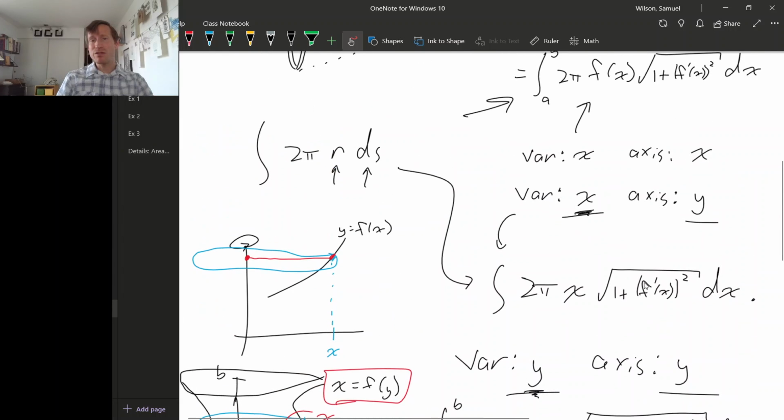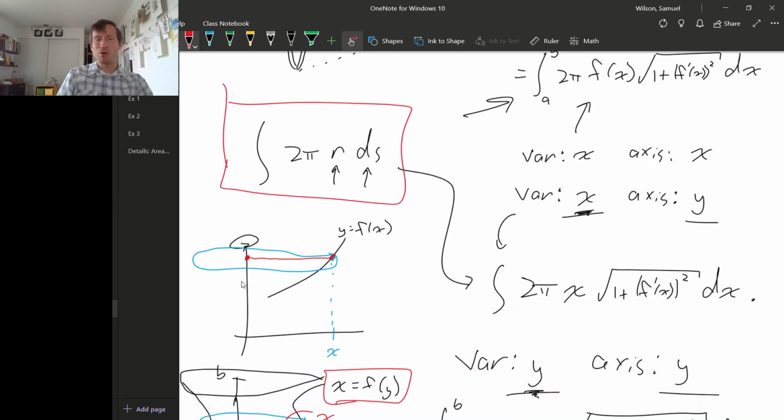I don't think it's really worth it to know these individual formulas. I think the idea to keep in mind is this general purpose formula, because it really tells you what's going on, right? We have a bit of arc length, which is ds. That arc length is moving around a circle whose radius is r, and so the circumference of the circle that it's moving around is 2 pi r. So for me, this formula is much easier to remember because it's connected to the geometry of the situation, and it's also more flexible because you can use it no matter what your independent variable or your axis of rotation is. So I think this is the way to think about it.